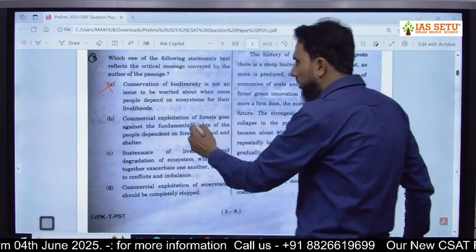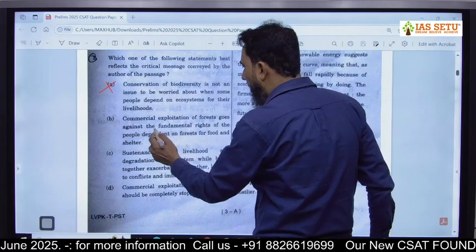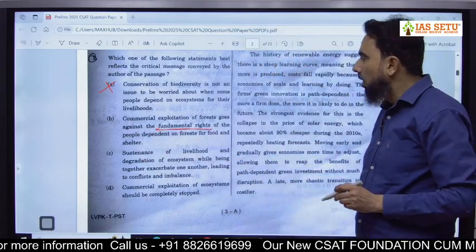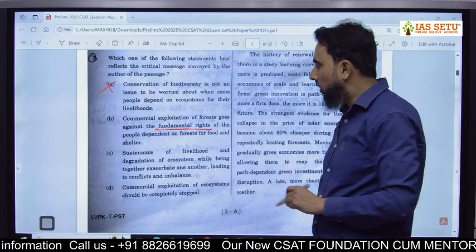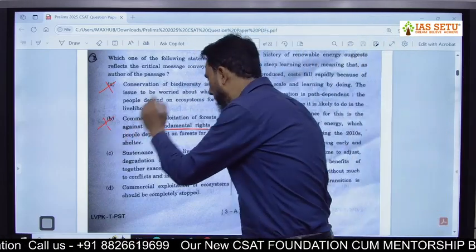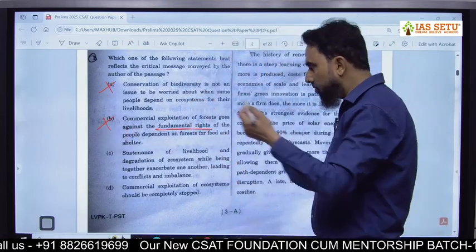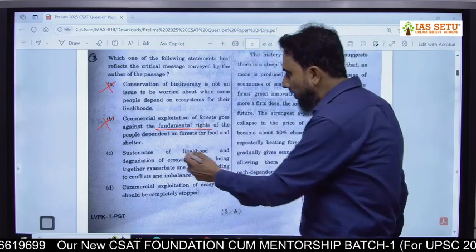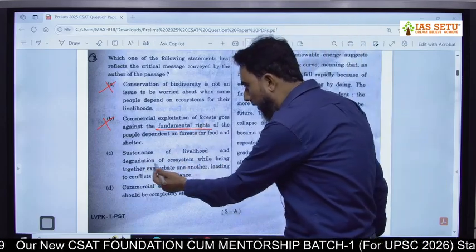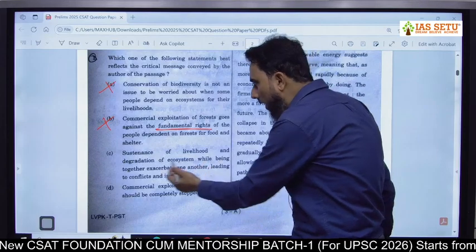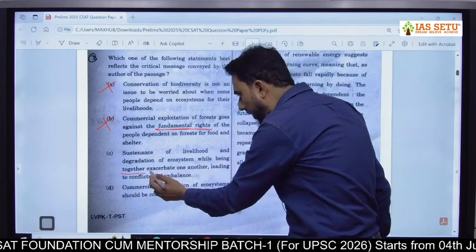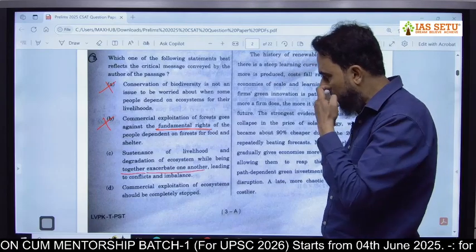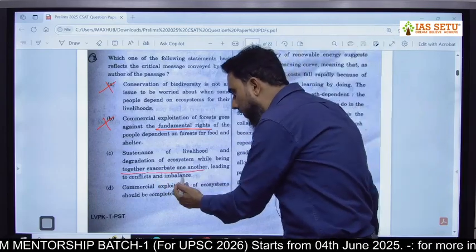B says commercial exploitation of forest goes against the fundamental rights. The moment you find any new element present in the option, you must cross check for the data. So there is no discussion on fundamental rights here. It has been projected that way, but not in the context of fundamental rights. Second, C: sustenance of livelihood and degradation of ecosystem, while being together, exacerbate one another. Exacerbate means to worsen, to make something bad or worse, leading to conflicts and imbalance.